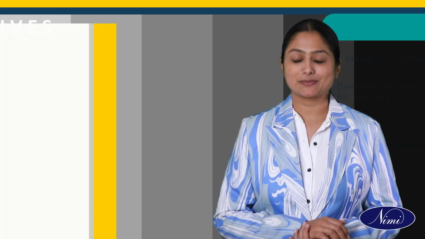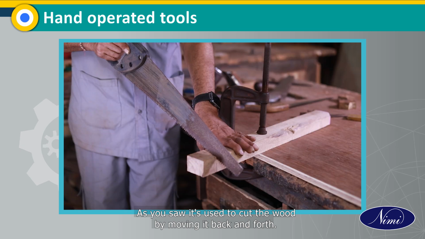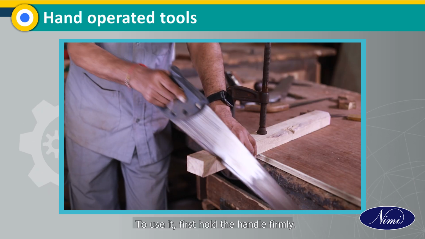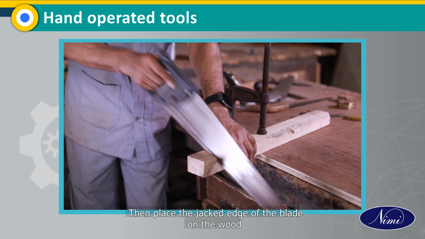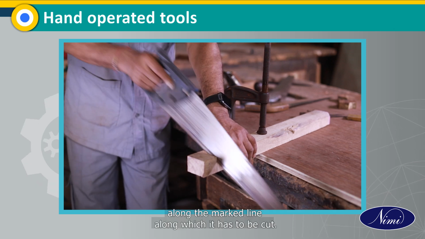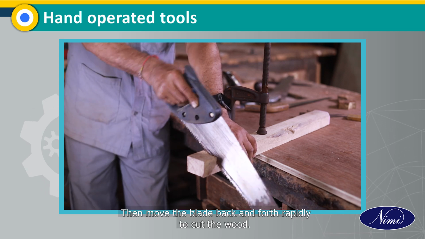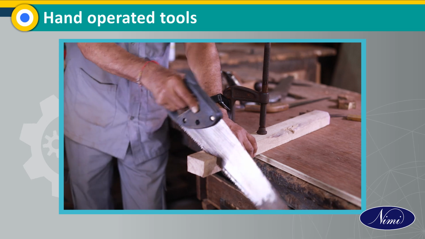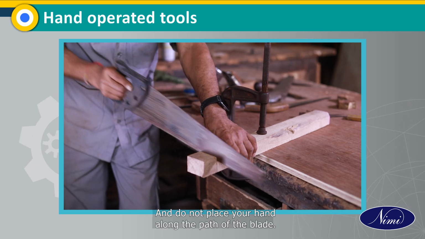Let's start. This is called a hand saw. As you saw, it's used to cut the wood by moving it back and forth. To use it, first hold the handle firmly. Then place the jagged edge of the blade on the wood along the marked line along which it has to be cut. Then move the blade back and forth rapidly to cut the wood. Be careful and do not place your hand along the path of the blade.